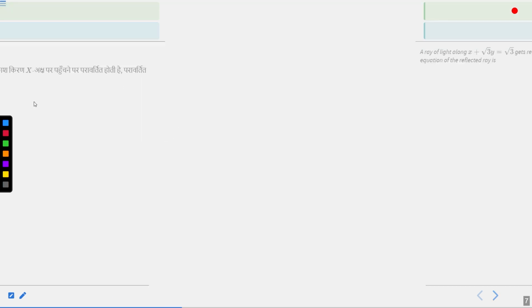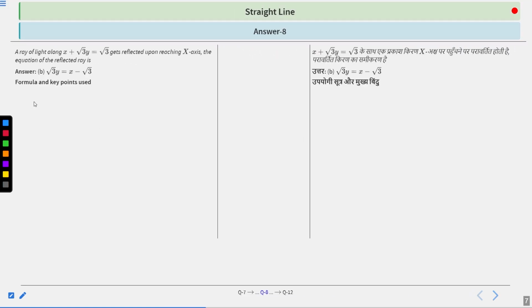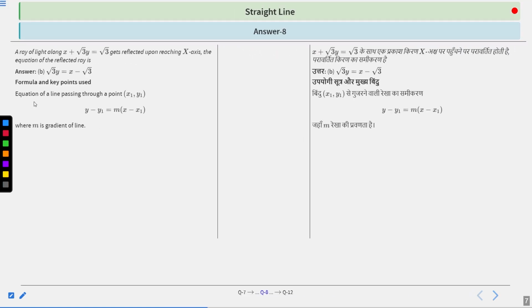Okay, let's move to the solution part. The formula and key point we will use in this question is the equation of a line passing through a point (x1, y1): y minus y1 is equal to m times (x minus x1), where m is the gradient of the line. So you can see we have the equation of the line as root 3y is equal to x minus root 3. Clear?